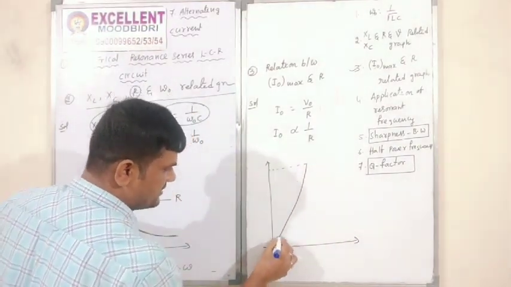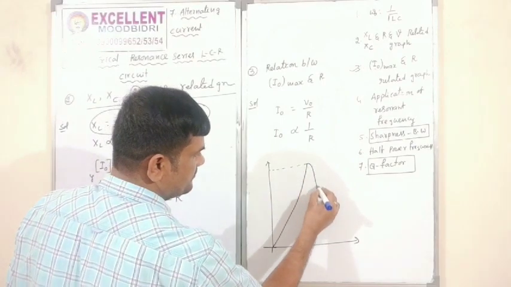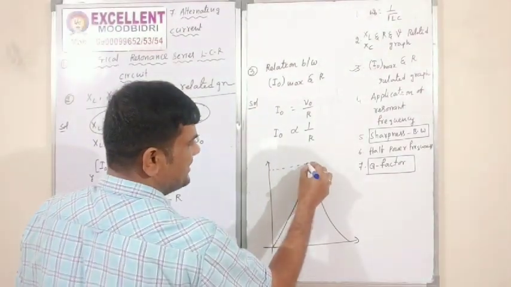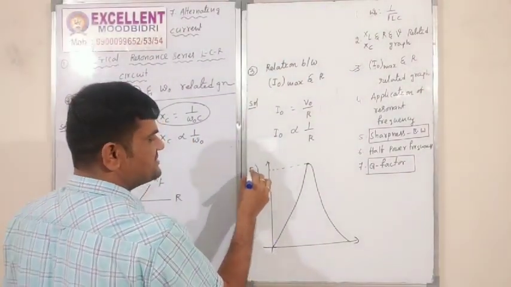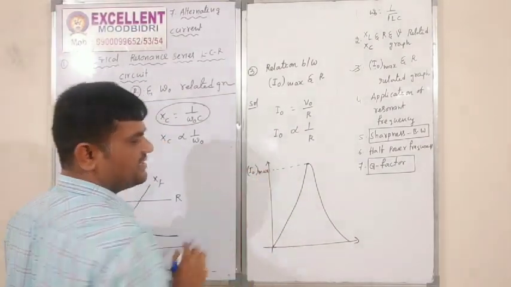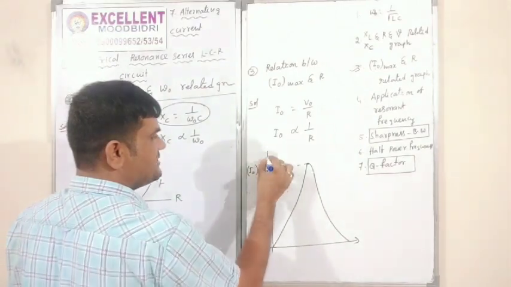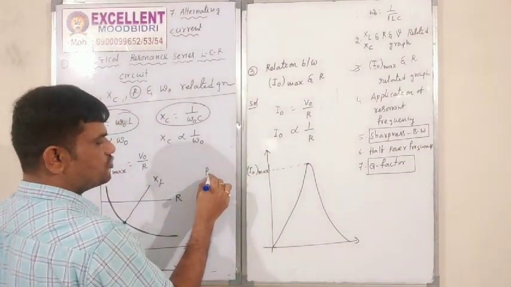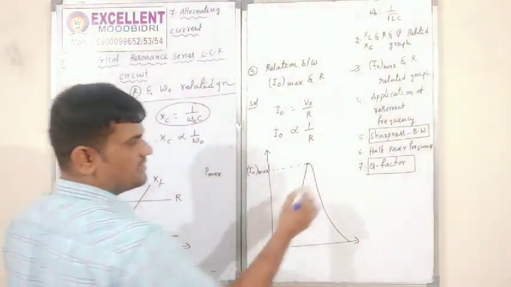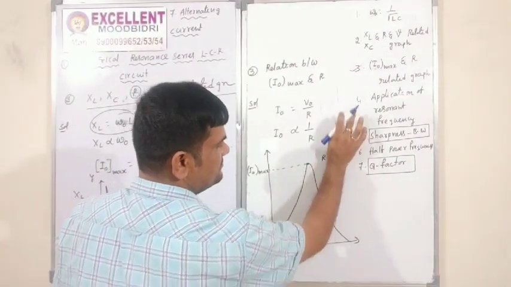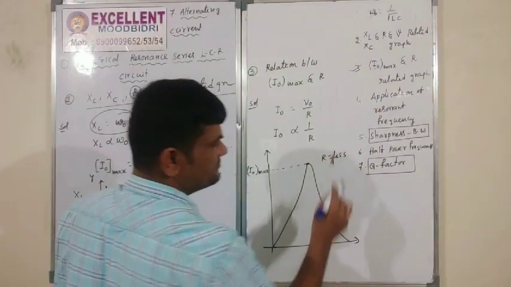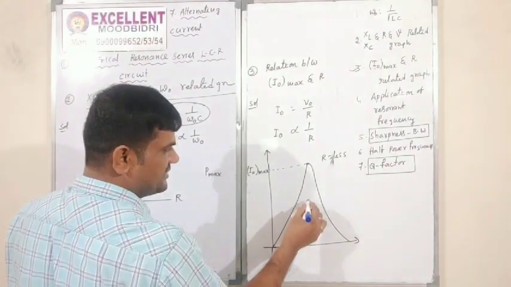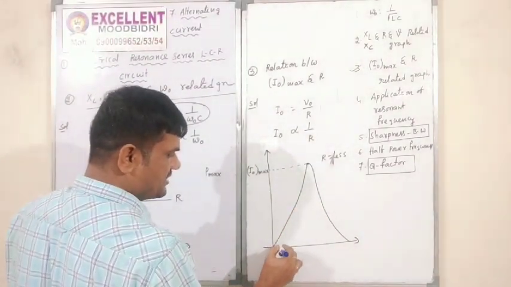You can consider graph A to be in this manner. At this point, the current is maximum, as well as the power P also maximum, but R is less. Next, R increases. R increases means the graph will come in this manner.